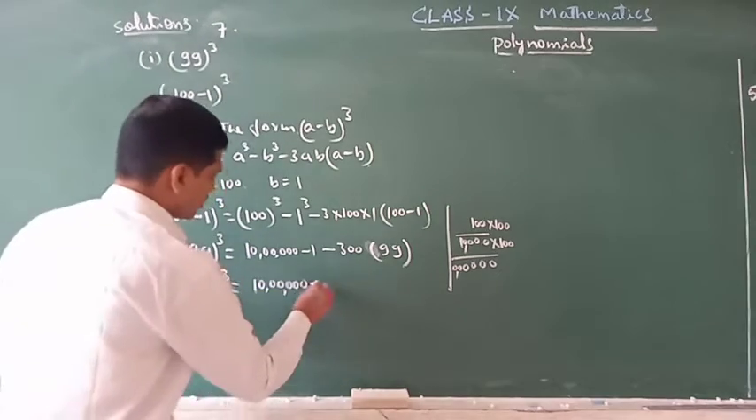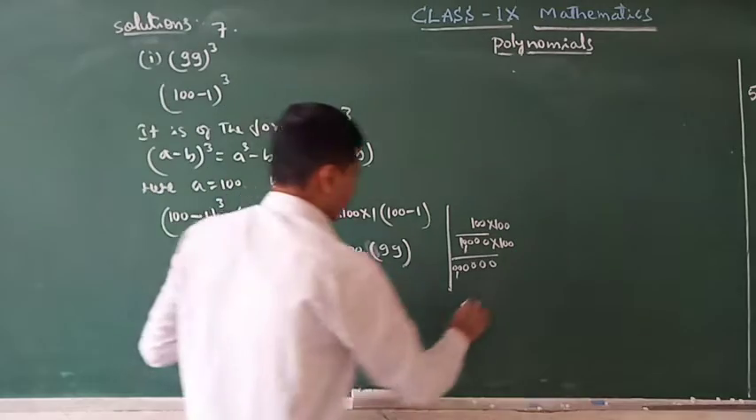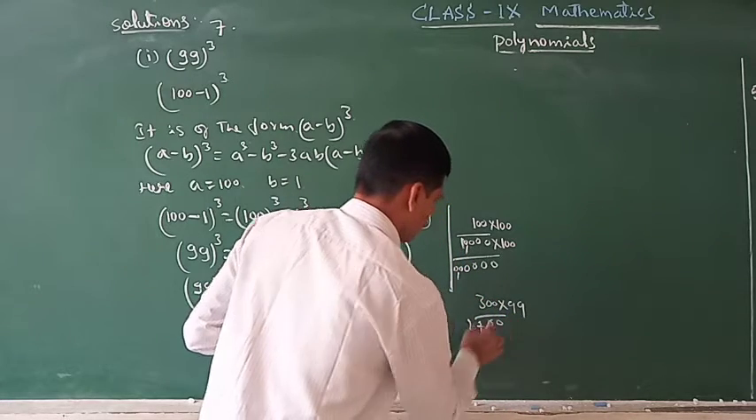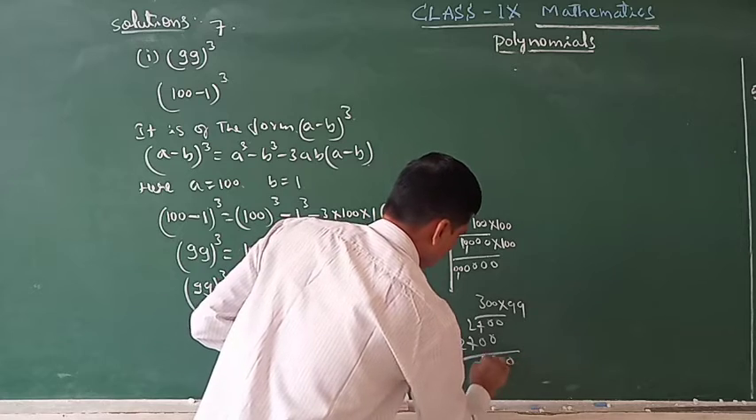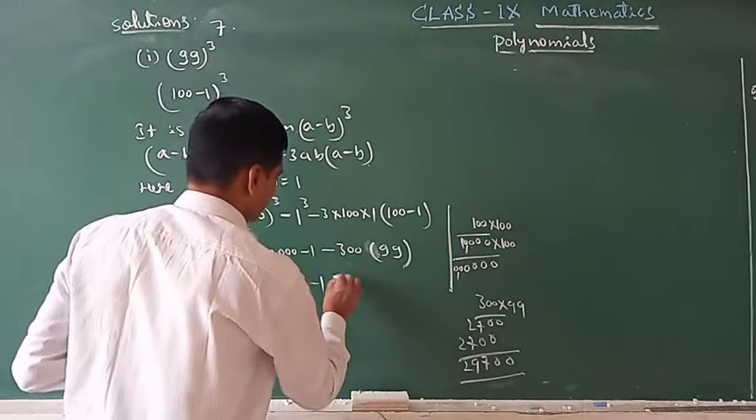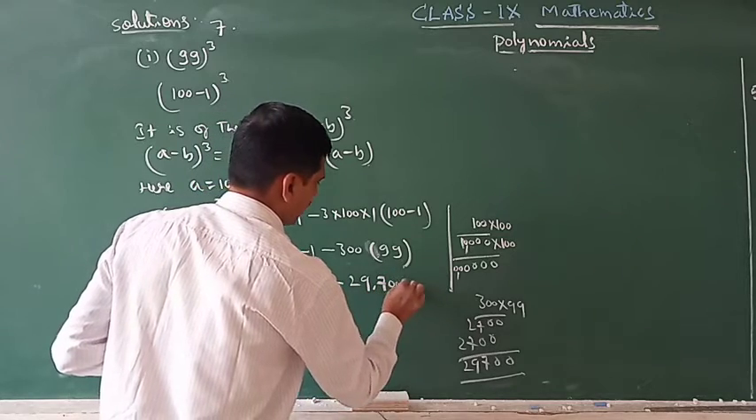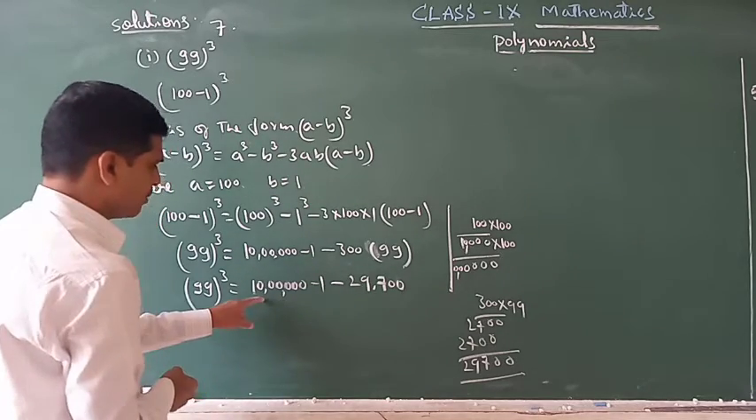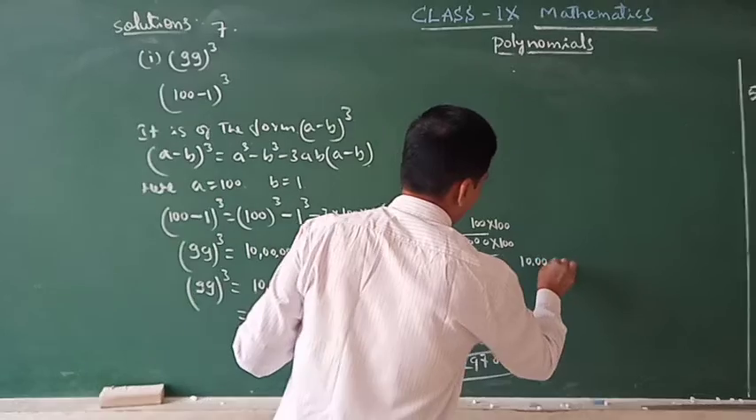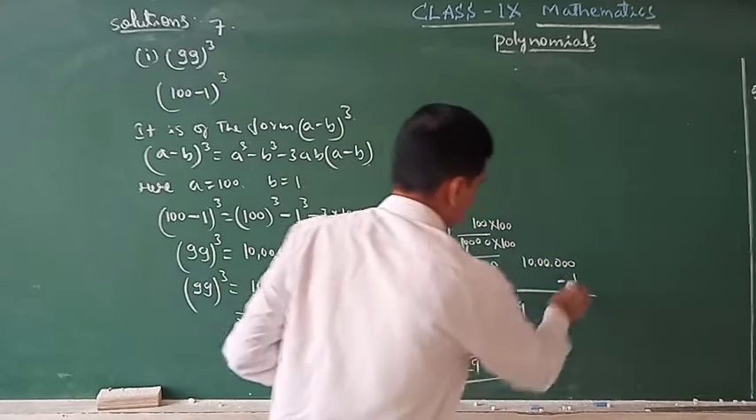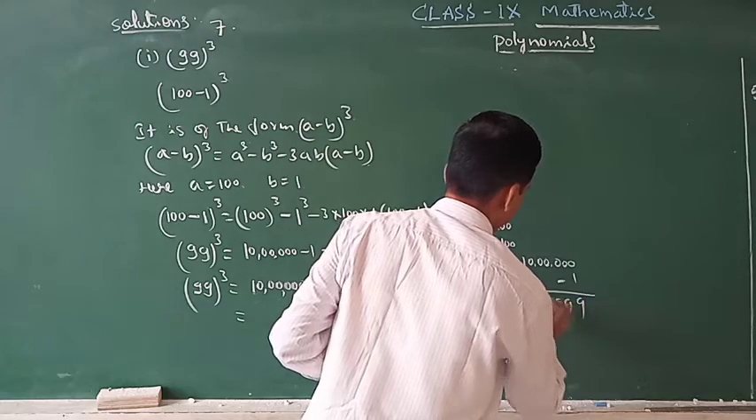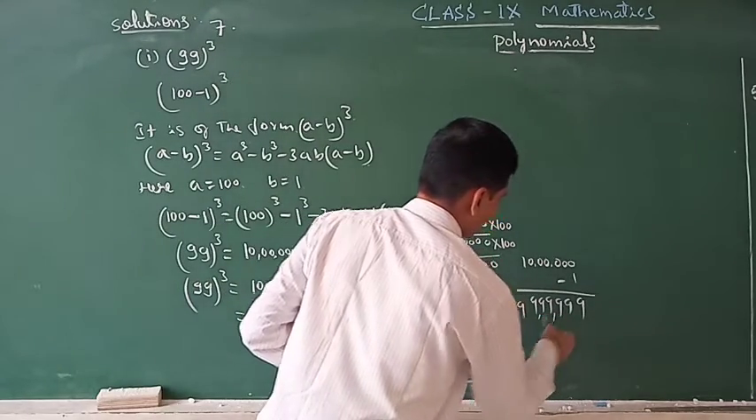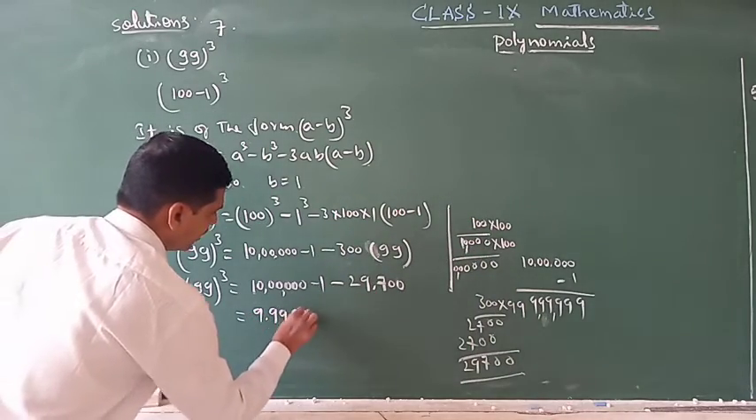99,999. Afterwards you can simplify. First you can multiply this one and this one, 300 into 99, which is 29,700. So now simplify this one. Subtract 1 from 10 lakh, it becomes 9,99,999.